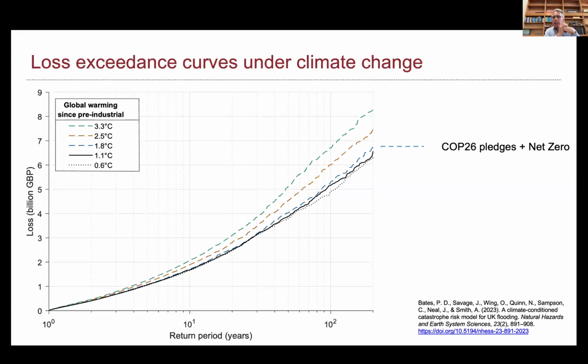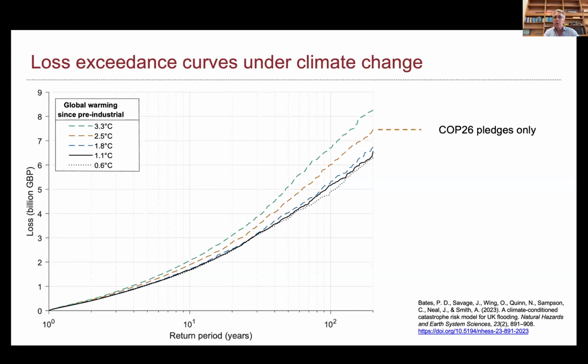This is where the climate might get to if we meet all the COP26 pledges and also the net zero ambitions that countries have put forward. So if we do everything in the Paris Agreement plan and more, we stabilize global warming since pre-industrial at 1.8 degrees. Changes in UK flood loss exceedance curves are pretty moderate and again, probably manageable with sound engineering. If we don't meet those net zero targets, if we just do the COP26 pledges, we'll probably get to about 2.5 degrees of warming above pre-industrial. This is about the current trajectory we're on, maybe slightly higher, 2.7, 2.8.